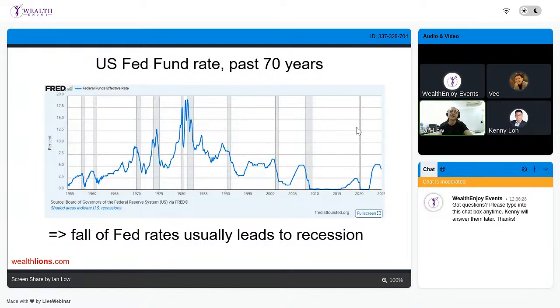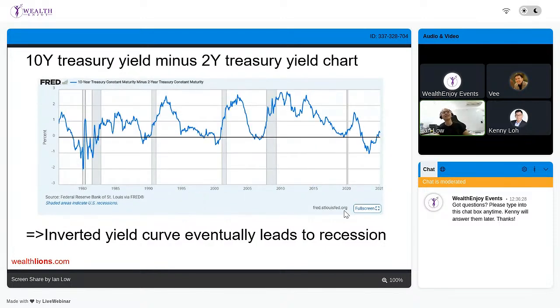In this slide, we see the Fed fund rate over the past 70 years. Whenever interest rate falls, you see here this bar is a recession. Interest rate falls, there's a recession. Interest rate falls, there's a recession. The fall of interest rates over the last 80 years has always led to a recession eventually. Without going into details, the previous speaker has also alluded to that.